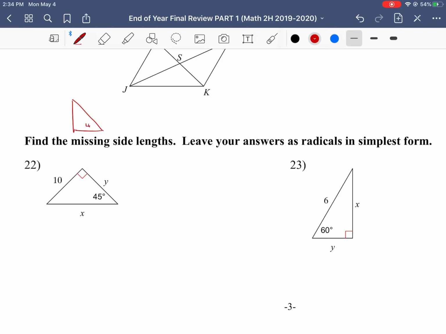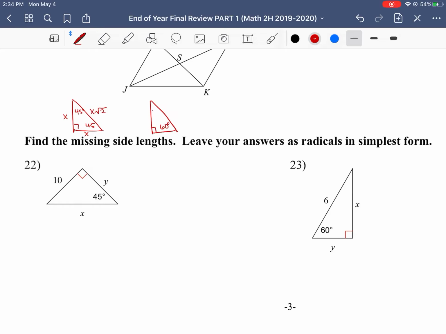So remember we talked about a 45-45 triangle is an isosceles triangle. So we have a 45-45-90. That means that these two legs are always the same length, right? It's half of a square. And then the diagonal, if you were to use the Pythagorean theorem, is always just root 2 bigger.